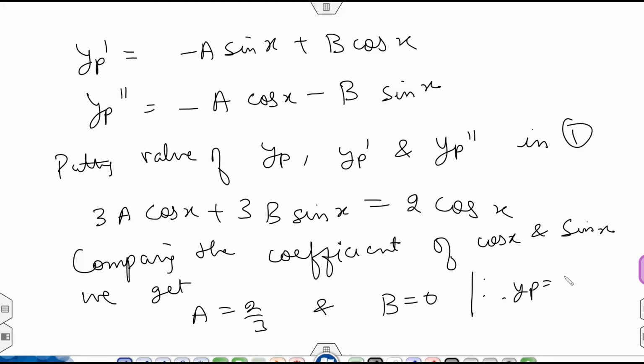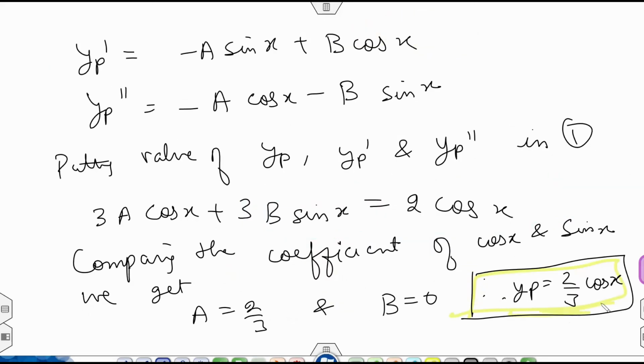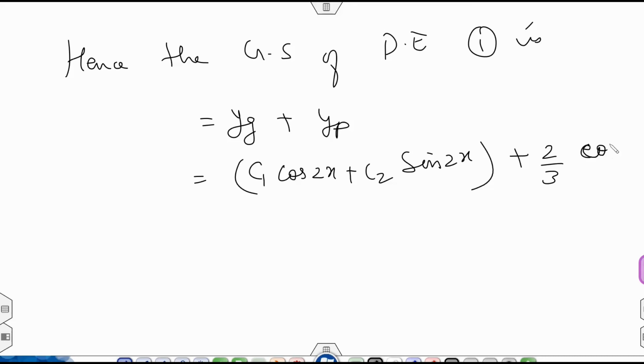This will be 2 by 3 cos of x, right? This will be our yp, because here we have chosen yp as this, so we are getting b as 0 and a as 2 by 3, so our yp will be this. So what will be the general solution? Hence the general solution of differential equation 1 is yg plus yp. So that is c1 cos of 2x plus c2 sine of 2x plus 2 by 3 cos of x. So this will be your general solution for the non-homogeneous differential equation 1.